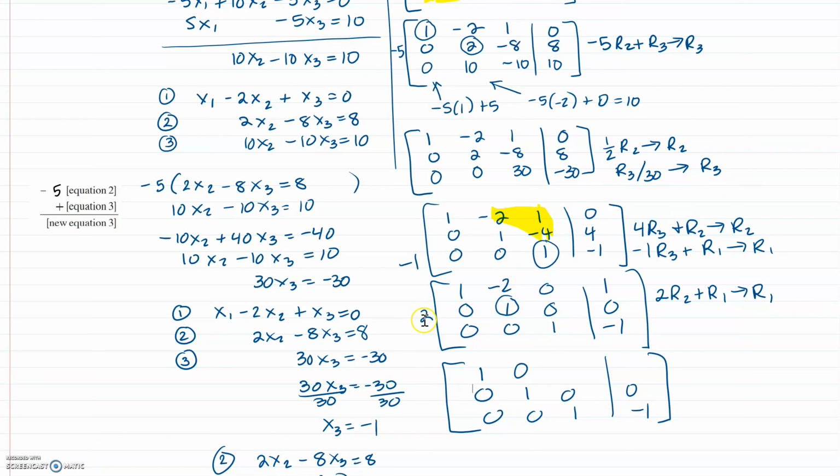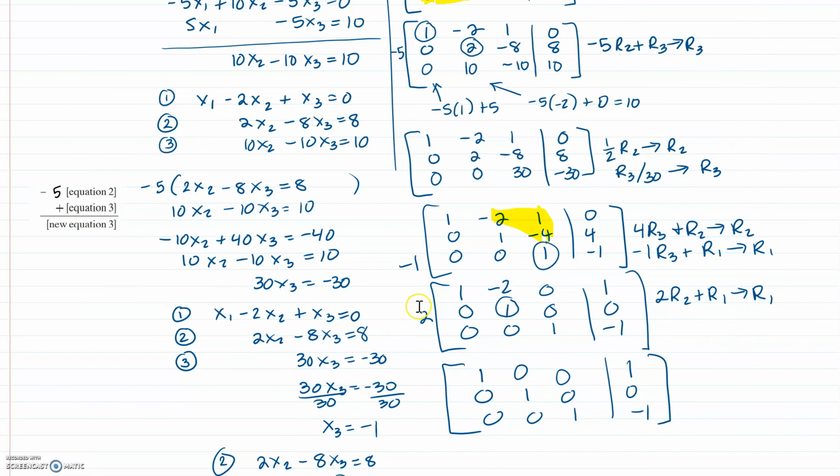The next one doesn't change because 2 times 0 is 0, added to 0 is 0. And then finally, 2 times 0 added to 1 is 1.